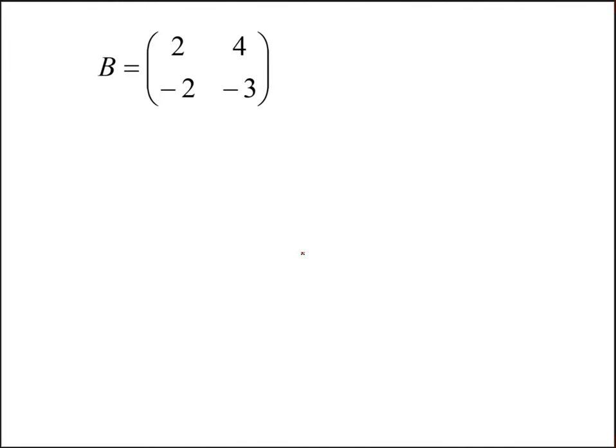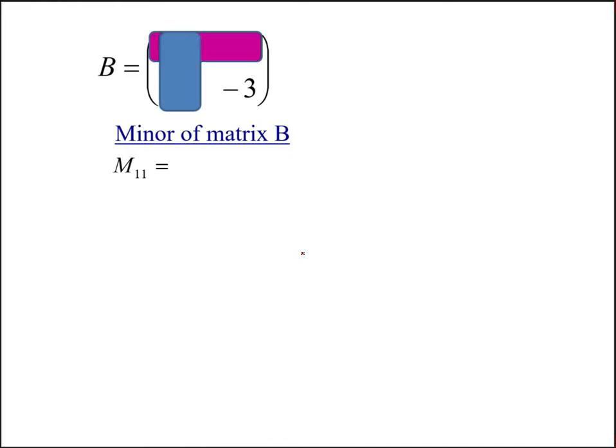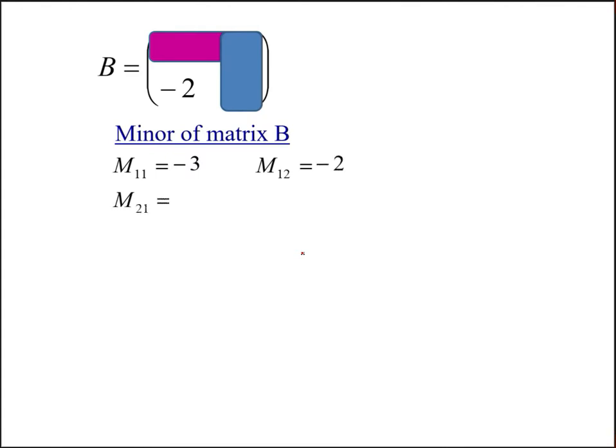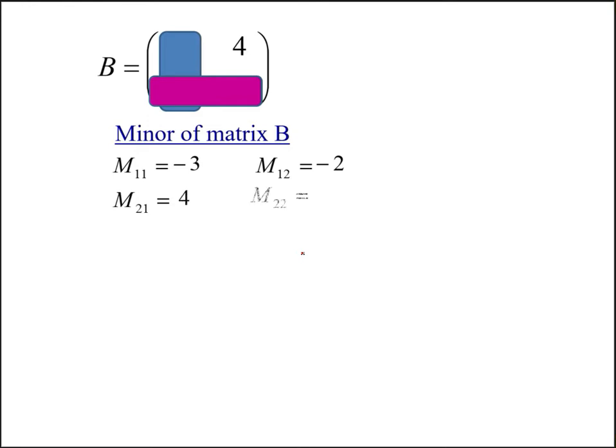Okay, have you tried it out? The minor of matrix B: finding M11 means you have to delete the first row and the first column. Your answer is -3. Next, the minor of the first row and second column: just delete the first row and second column, and your answer is -2. Next, your minor of 2,1 is just deleting the second row and the first column, and your answer is 4. And minor of 2,2 means deleting the second row and the second column, and your answer is 2. Write it in one big matrix.